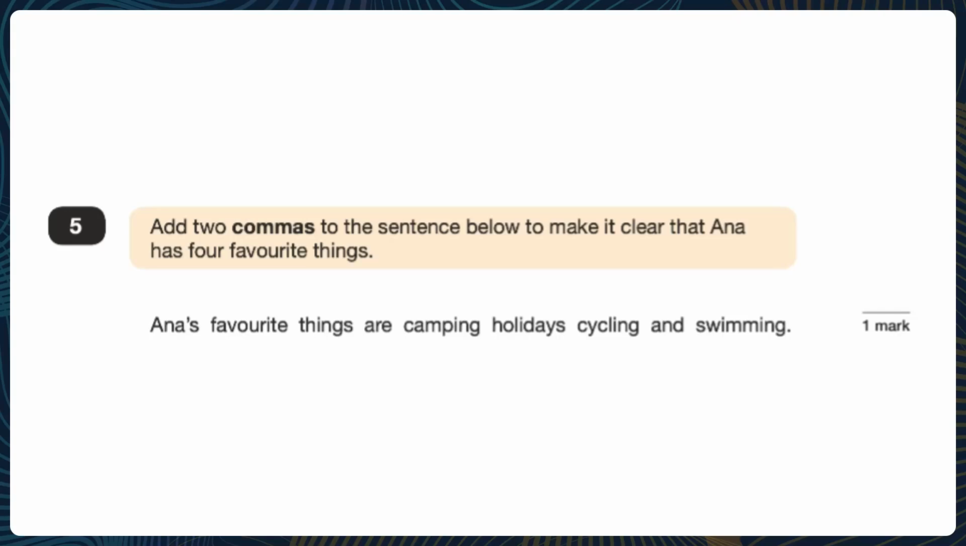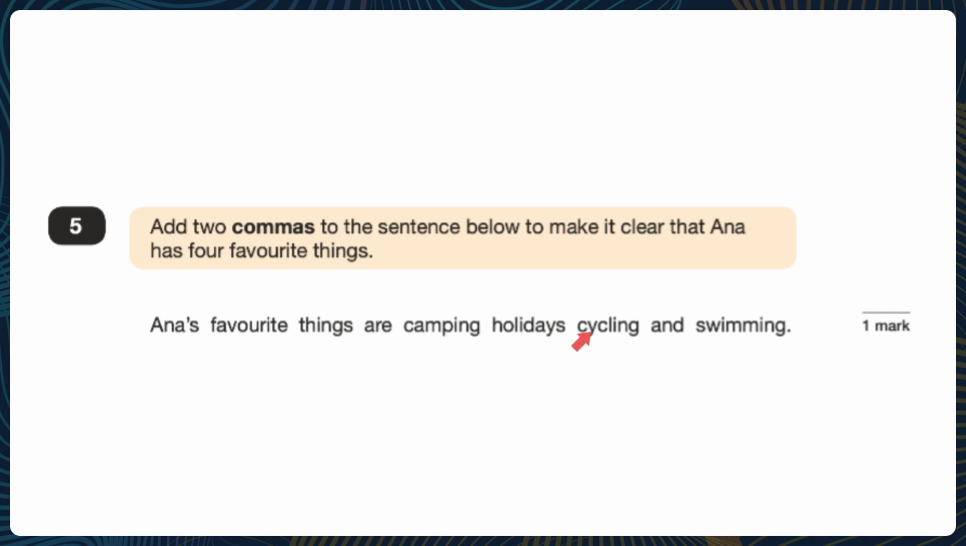Okay, so with this example, let's read it. And this is all about clarity. We're using commas to gain clarity within the sentence, and to make it clear that Anna has four favourite things. And it's this bit here, the four, that's important, because we've got to be clear on four things. So watch. Anna's favourite things are camping, holidays, cycling, and swimming.